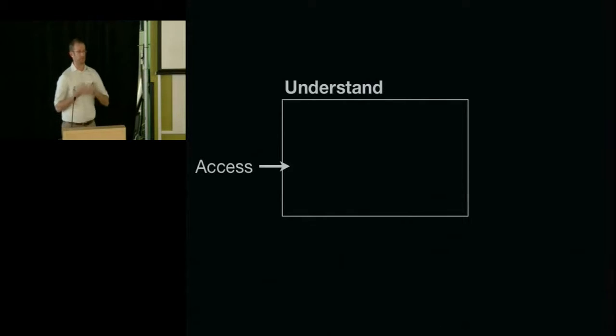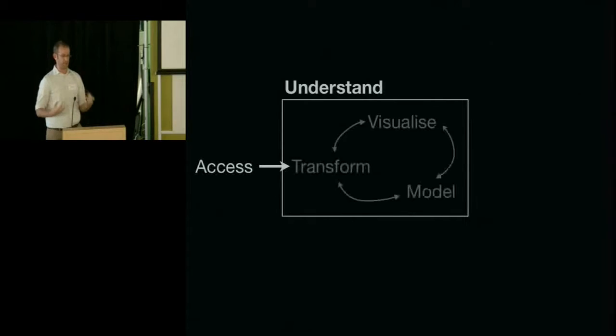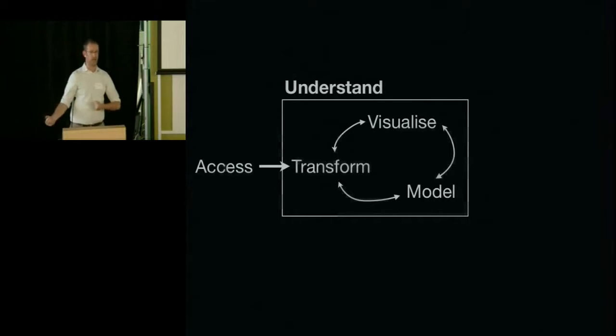Then you're going to try and understand that data, and I think about that as an iterative cycle of three sets of tools. You're going to transform or rearrange your data, you're going to visualize it, and you're going to model it. Each of these components has particular strengths and weaknesses. Visualization is great for revealing the unexpected, but it doesn't scale very well. You've got to look at everything. If you've got 100,000 variables, then looking at every scatter plot just isn't going to work.